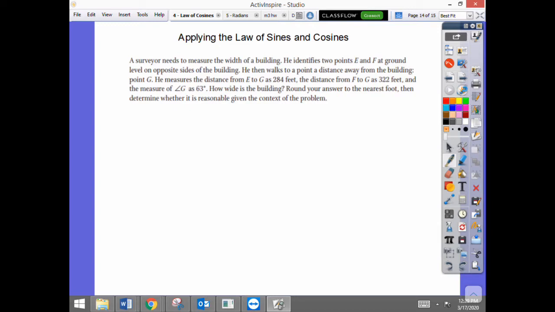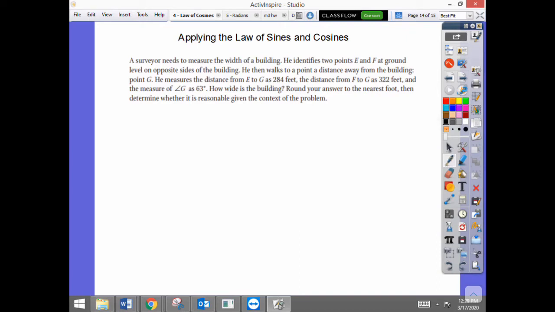A surveyor needs to measure the width of a building. He identifies the points E and F at ground level on opposite sides of the building. He then walks to a point a distance away from the building, point G. He measures the distance from E to G as 284 feet, the distance from F to G as 322 feet, and the measure of angle G as 63 degrees. How wide is the building? It says round your answer to the nearest foot.